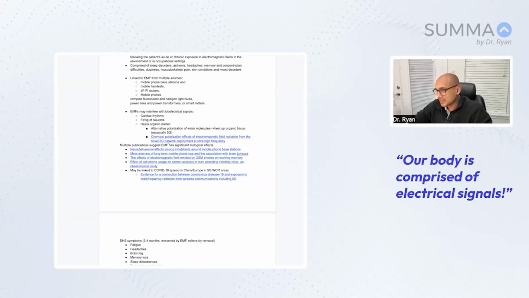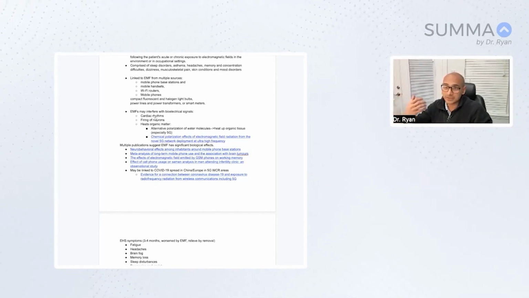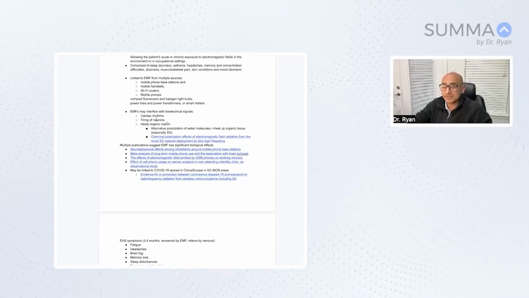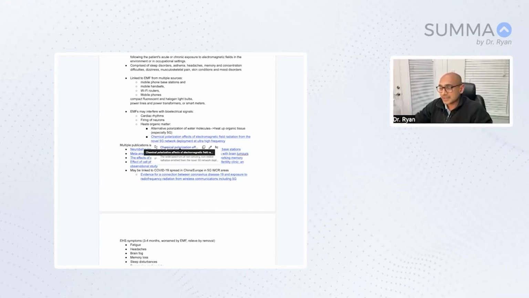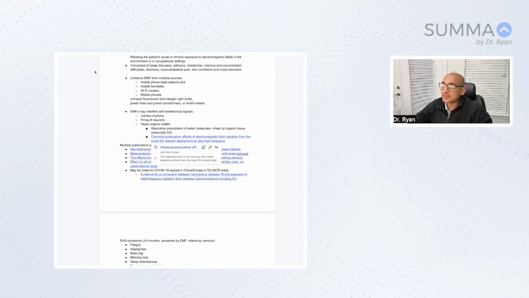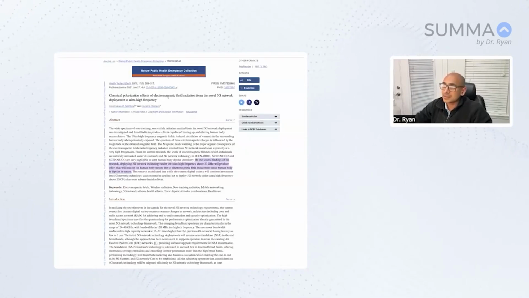Our body is comprised of electrical signals, particularly in our cardiac rhythms and the firing of neurons throughout the central nervous system and peripheral nervous system. And we know that electromagnetic fields heat organic matter. We know this because we use microwaves all the time. But this is starting to become a little more of a concern because we're starting to use a lot of pretty powerful electromagnetic fields in 5G networks, right?